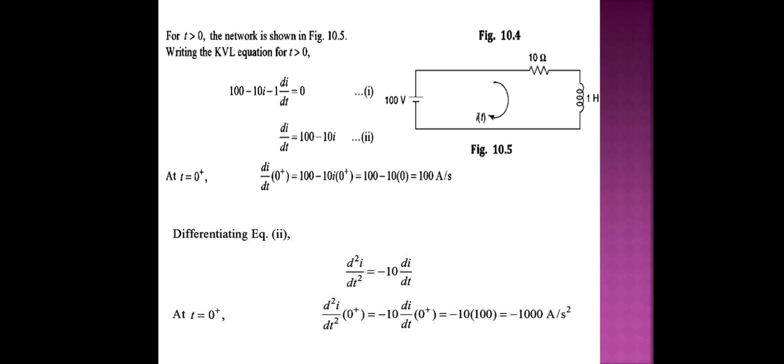So 100 minus 10 of I of 0 plus, which is 0 actually, already we got it. Therefore it is equivalent to 100 ampere per second. So this is the di by dt of 0 plus.